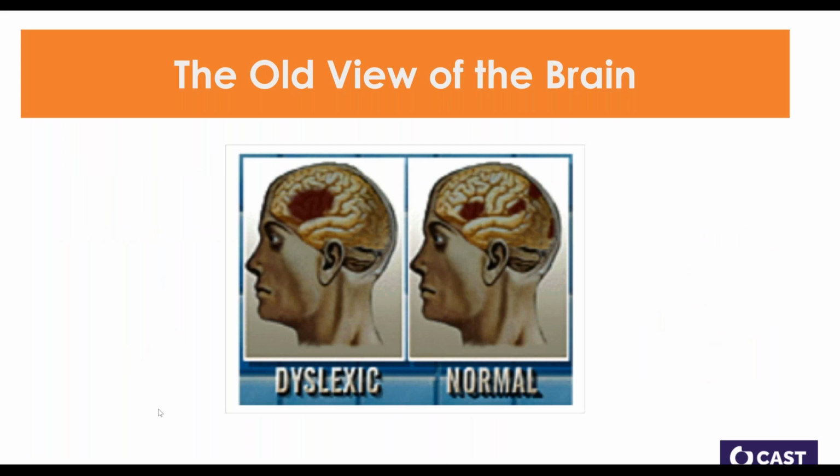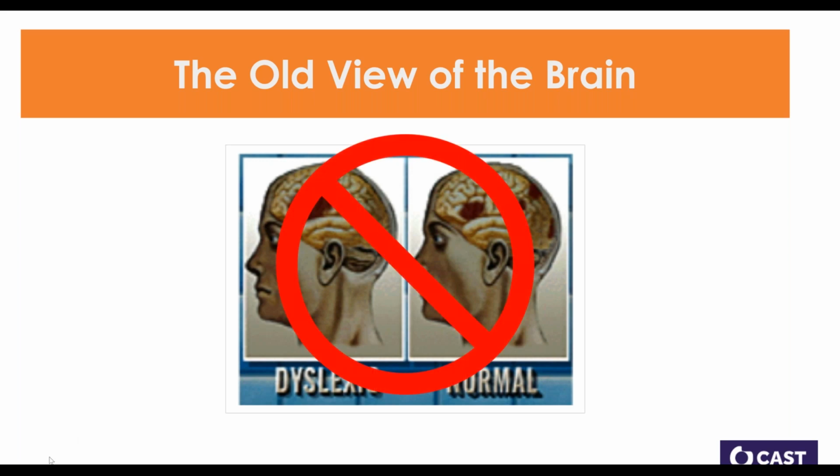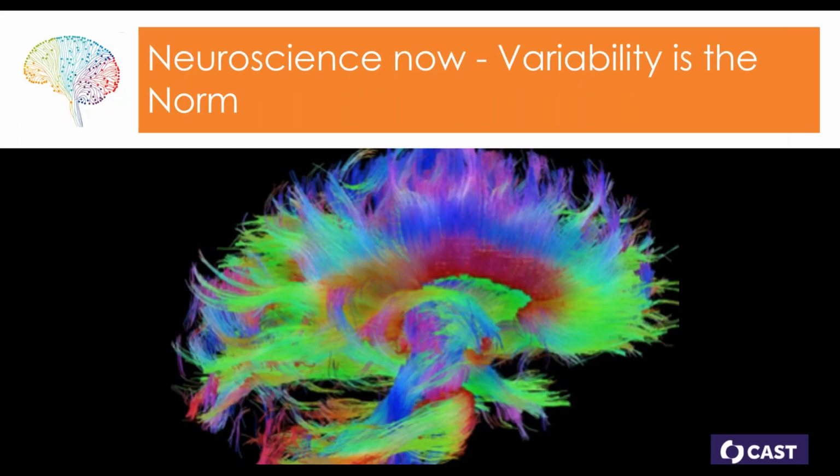The old view of the brain is that you had a dyslexic brain and a normal brain, and that all normal brains were created equal. That's not true. Neuroscience now has learned that variability is the norm. Variability exists in everyone, and everyone is as different as your fingerprint.